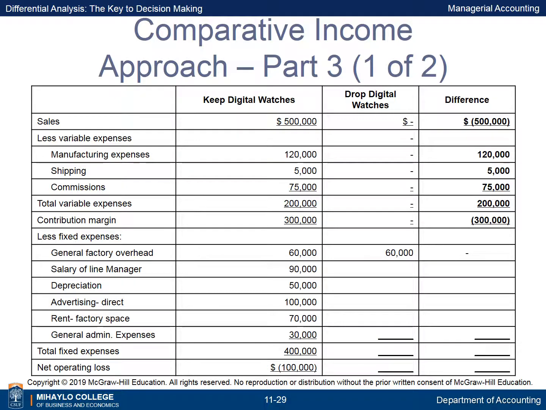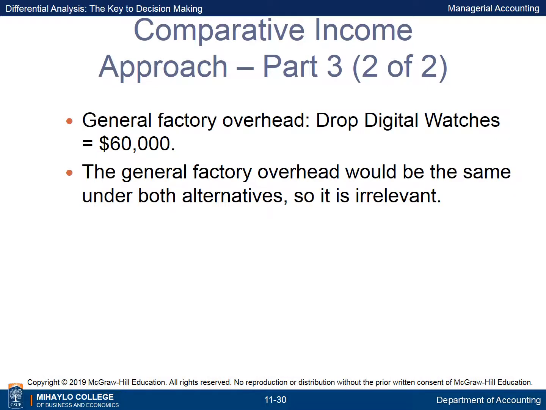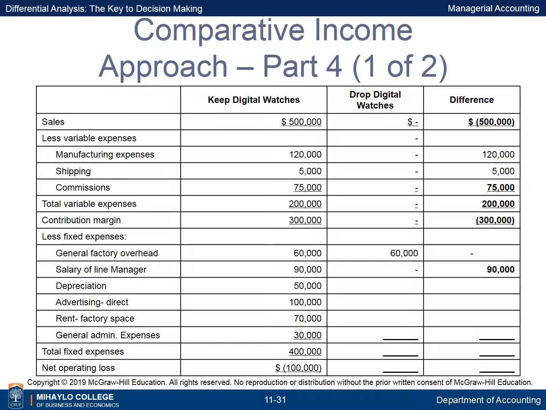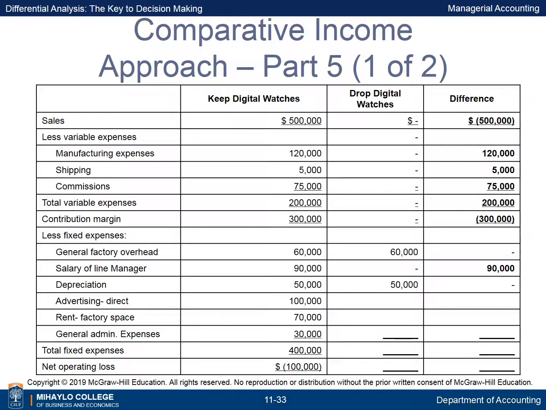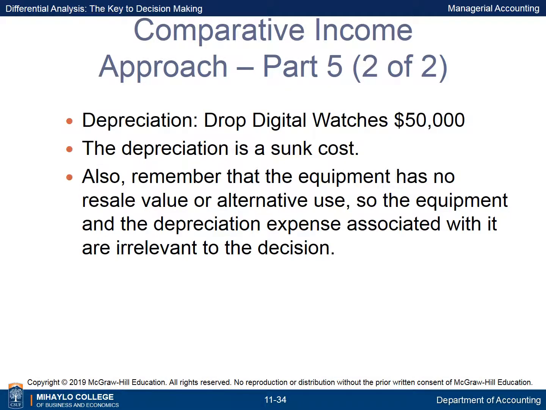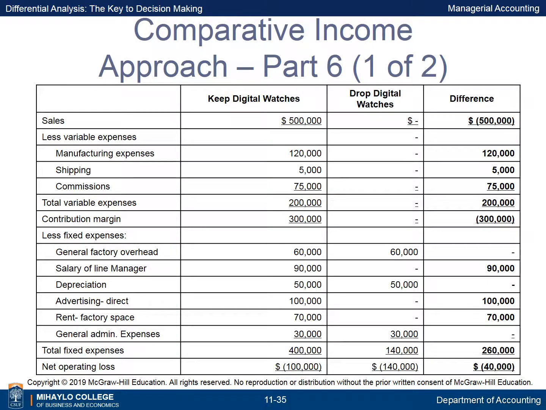The salary of the product line manager would disappear, so it is relevant to the decision. The general factory overhead would be the same under both alternatives, so it is irrelevant. Comparative income statement after adding the salary of the line manager of $90,000. Comparative income statement after depreciation. The depreciation is a sunk cost. Because the equipment has no resale value or alternative use, both the equipment and its depreciation expense are irrelevant to the decision. Completed comparative income statement.